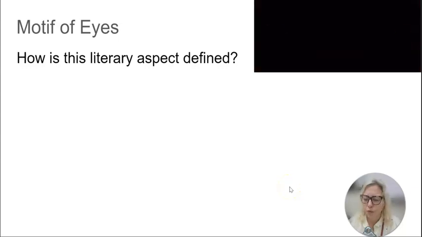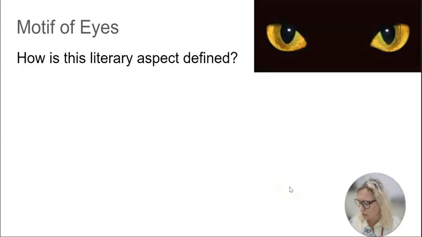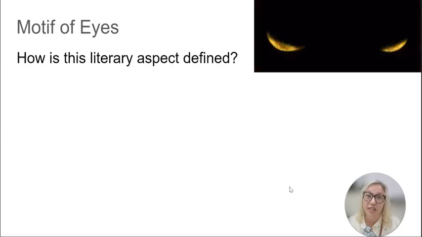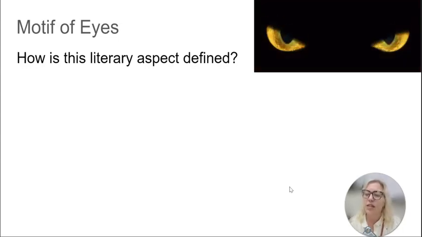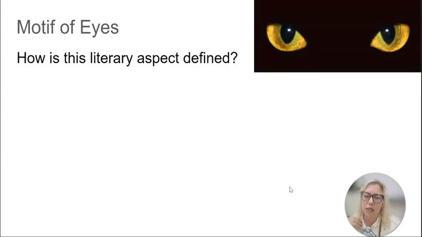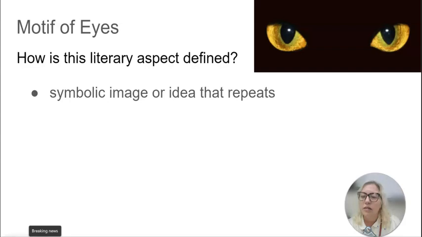Hey, it's 2.2, step 3, literary aspect jigsaw, and this video is about the motif of eyes. So take some notes, if you would, in your packet. First of all, how is this pattern, this literary aspect defined? Let's talk about what a motif is.